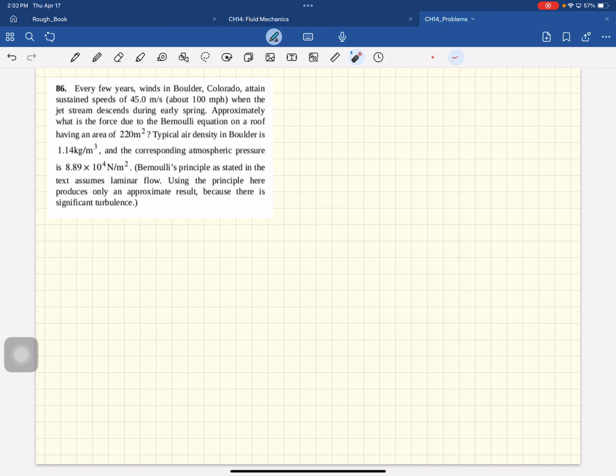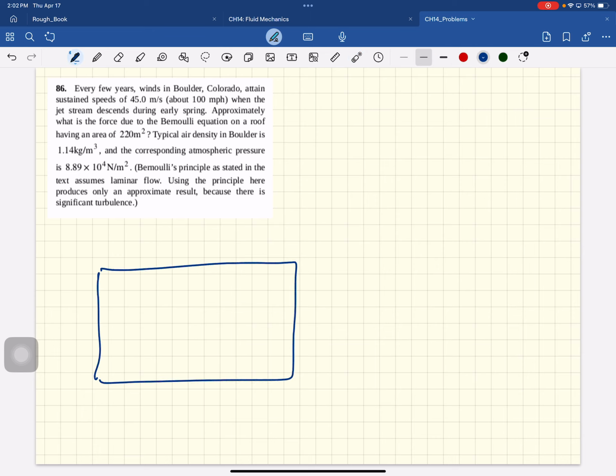Okay. So approximately, what is the force due to the Bernoulli equation on the roof having an area of 220 meters square? 220 meters square is roughly the size of this roof. The problem is essentially the following. You saw that if air blows faster here, the pressure is lower here. The air inside the house is, of course, still, and the pressure is higher. It's atmospheric pressure. And so there's a net upward force on the roof, and this force could be large enough to take your roof off.